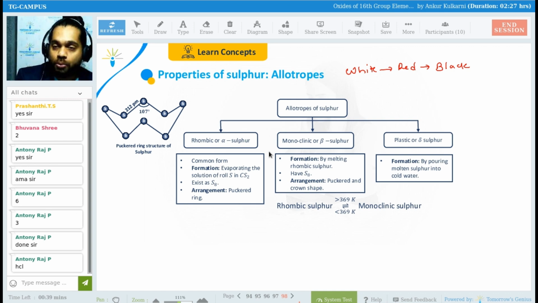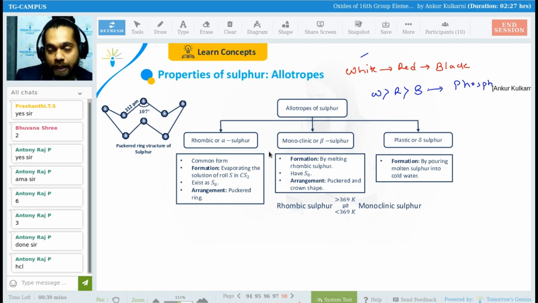Yes, Raghul, which one is more reactive? It was white. Reactivity: white, red and black. This was there for the phosphorus. We have discussed the phosphorus. Correct? Now similarly, everyone, what do we have?